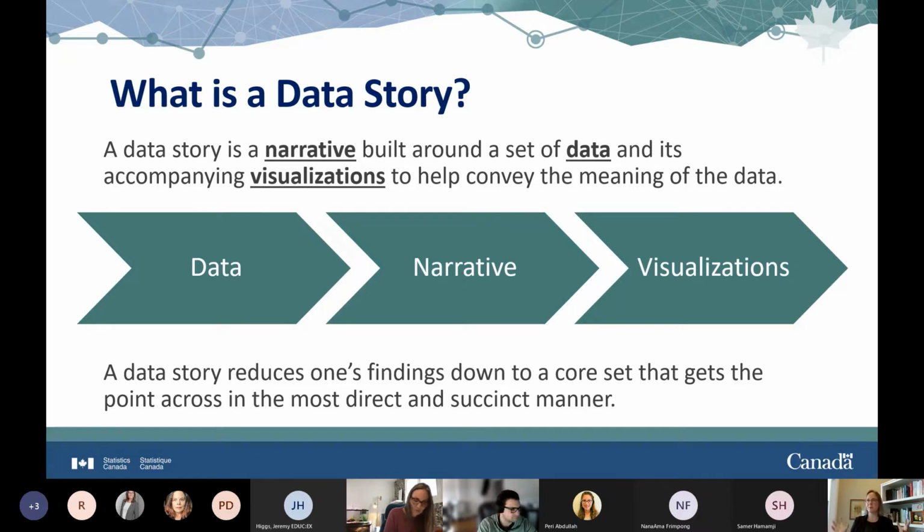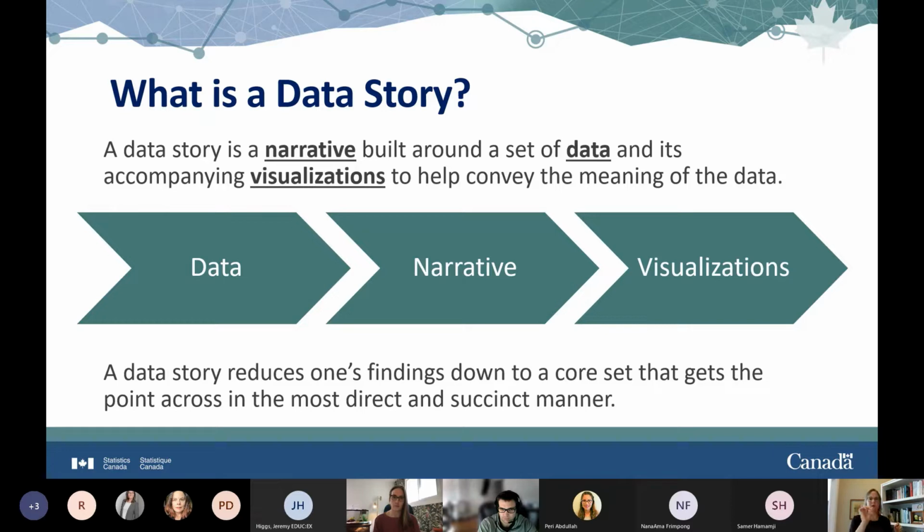A data story has three components: data, a narrative, and visualizations. Visualizations are really, really important to include in any data story that you are going to tell, because it helps people interpret and retain your story. Remember that pie chart where it was really clear and visual that it was older people who were more at risk of dying from COVID-19. That's important information, right? So a data story reduces one's findings down to a core set that gets the point across in the most direct and succinct manner.